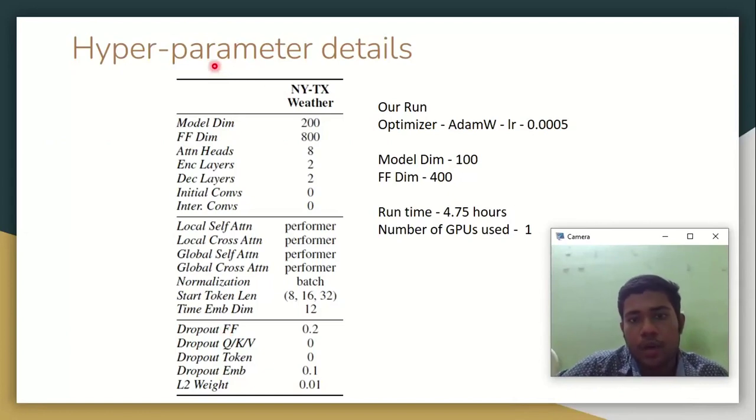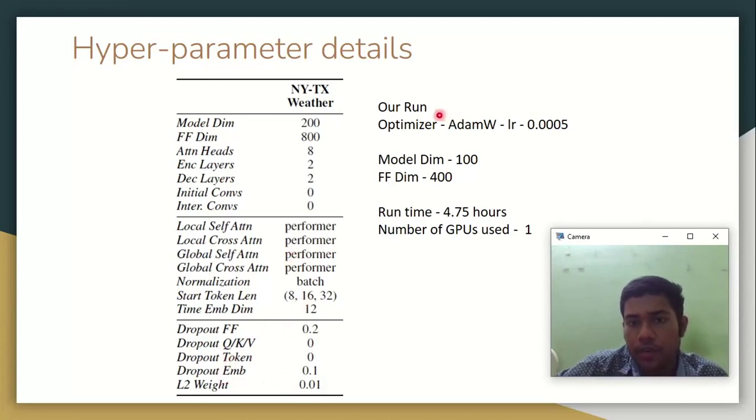Here I'm going to give a few hyperparameter details of our Spacetimeformer model. This is the one reported in the paper. They are using a model dimension of 200, feed-forward dimension of 800, attention heads 8, encoder layers 2, decoder layers 2, and other such things. For the attention mechanism they are using the Performer architecture, which is particularly adapted for long sequences because it tries to approximate the attention calculation from quadratic to linear time using a random kernel method, and other parameters can be seen over here.